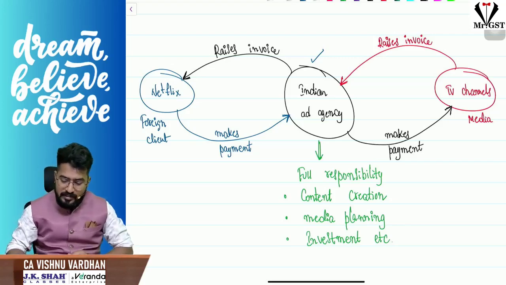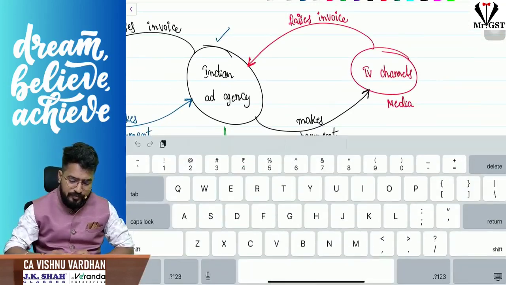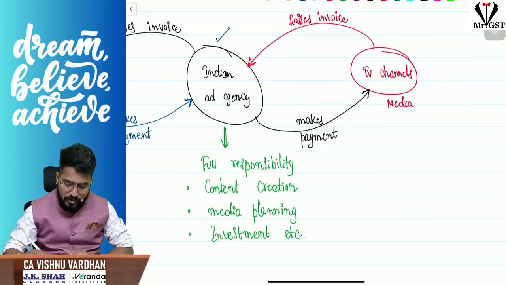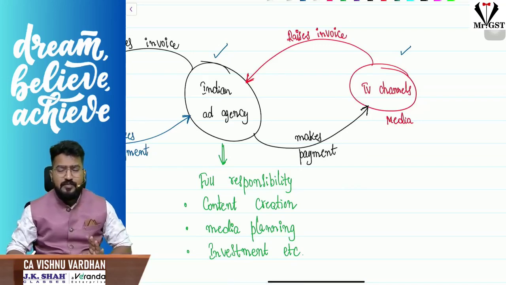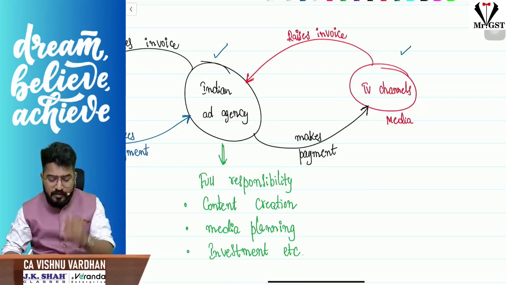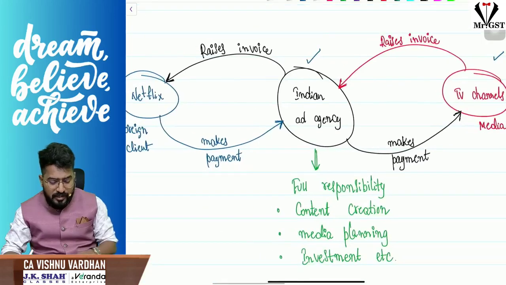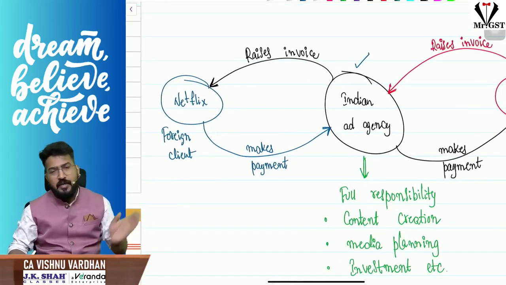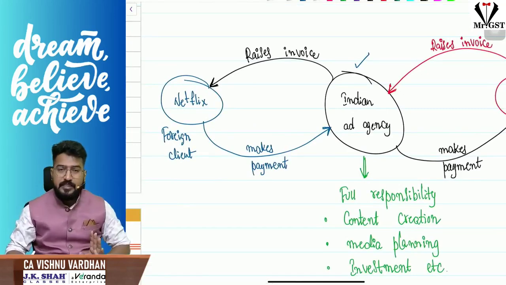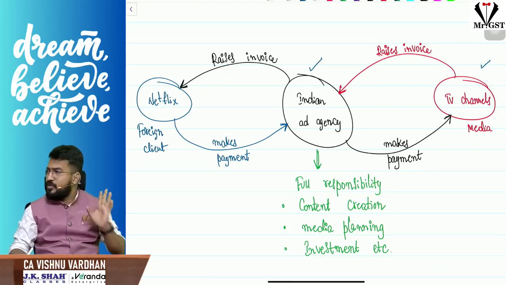What will the Indian ad agency do? The Indian ad agency will make payments to various media houses for advertising, all that stuff, and the media houses will raise invoices on the Indian ad agency, and the Indian ad agency will make the payment to them. Now what will the Indian ad agency do? It will raise an invoice on Netflix, and Netflix makes a payment to the Indian ad agency. This is what is happening. Now with respect to this, there are certain doubts. What are those doubts, sir?